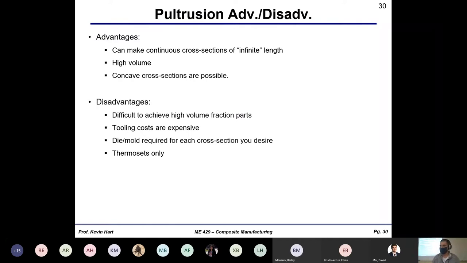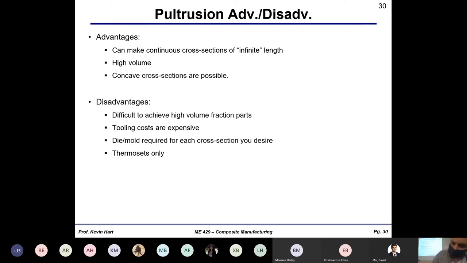High volume production, right? If you have enough fiber and you can pull your fibers fast enough, you can make quite a bit of material here. It's a continuous process, right? So if you just run this 24 hours a day, you're going to have I-beams for days, all right? Concave cross-sections are possible. Unlike filament winding, you could make that star-shaped pattern if you wanted.